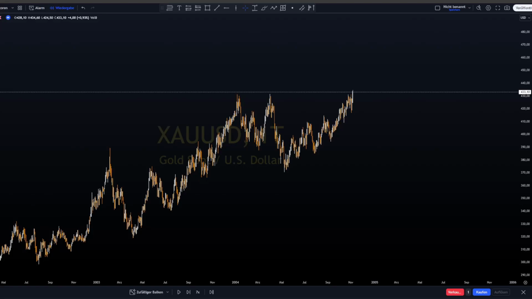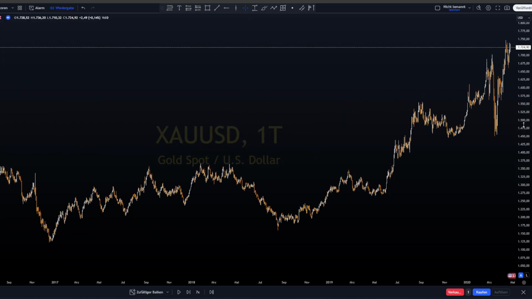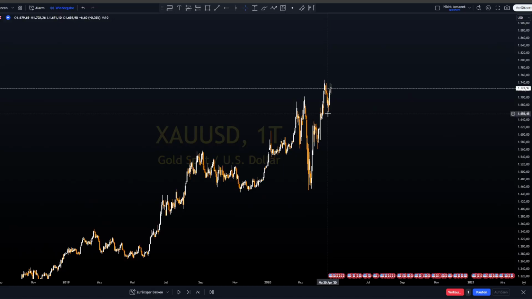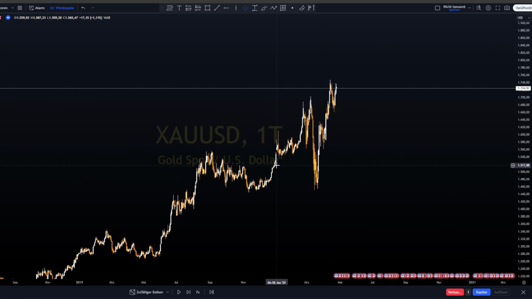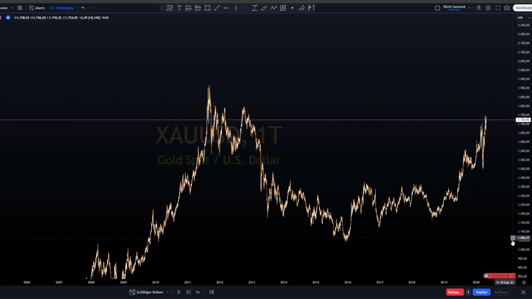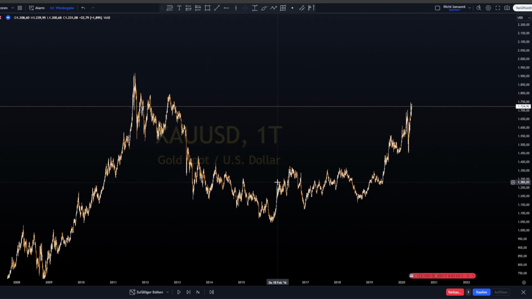Okay, now I open the random chart again. I mean, we can still open another random chart. Let's load it. Okay, perfect. We are in the year 2020, around April. This is the price action right now. This is the daily chart.